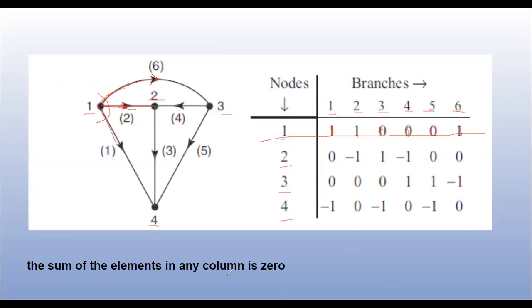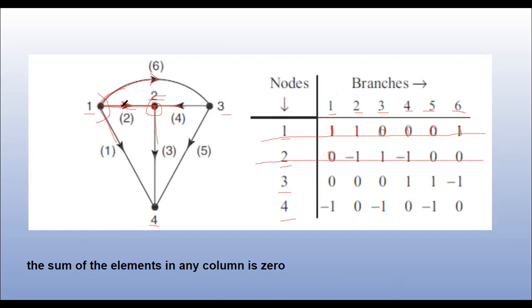Now moving forward to the node number 2. Here is our node number 2. Now we can see that branch number 2, branch number 3 and branch number 4 are incident on node number 2. So let us start writing the values of the element for the second row. Branch number 1 is not incident on node number 2. That is why that element will be taken as 0.